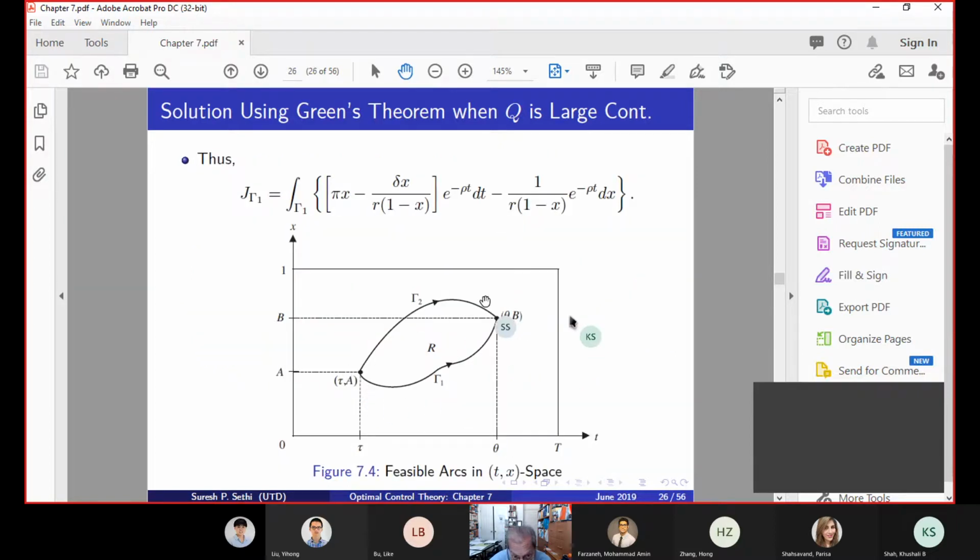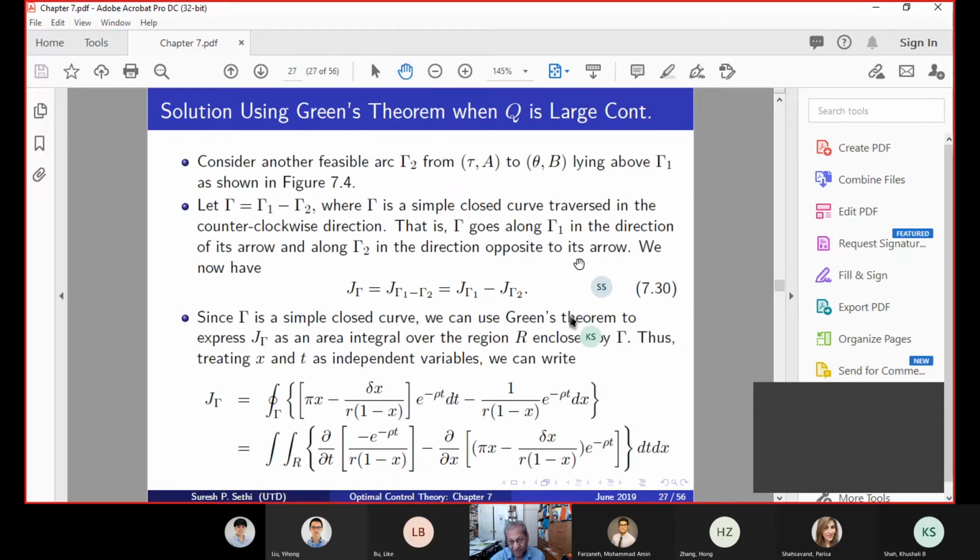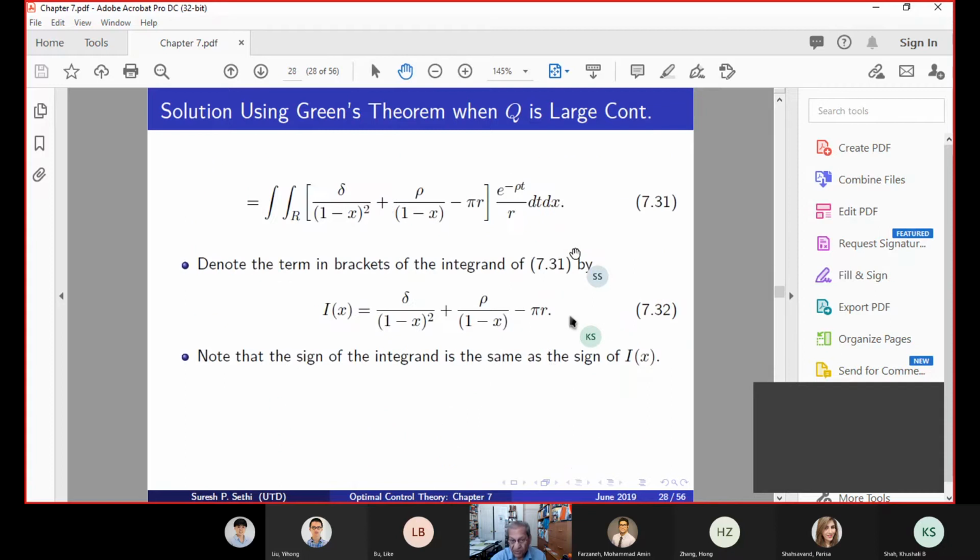That means the lower path is better than the upper path. Okay? If it is negative, then it's the other way around. So we have a basis of comparison that tells you whether the upper path is better than the lower path or the lower path is better than the upper path. That is what we're trying to get now. And this allows us basically to solve the optimal control problem, totally.